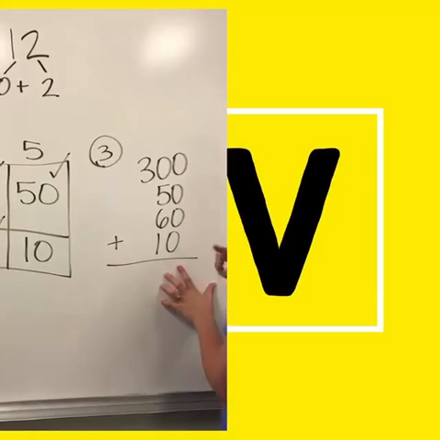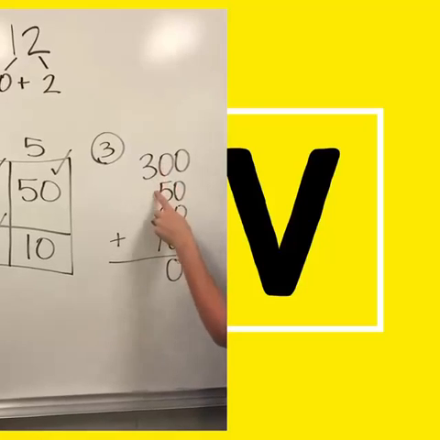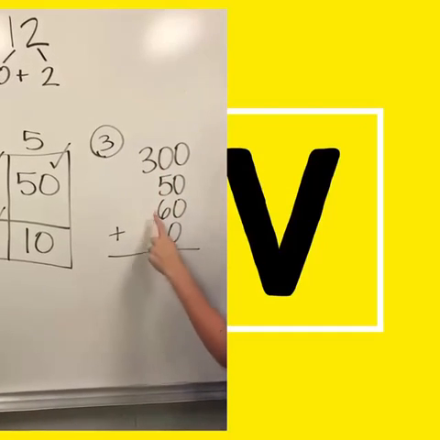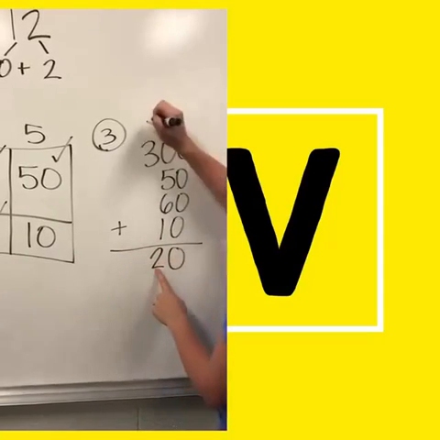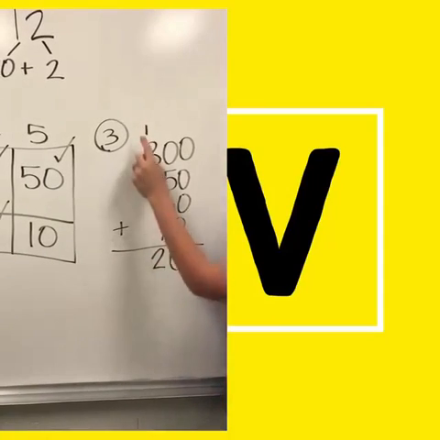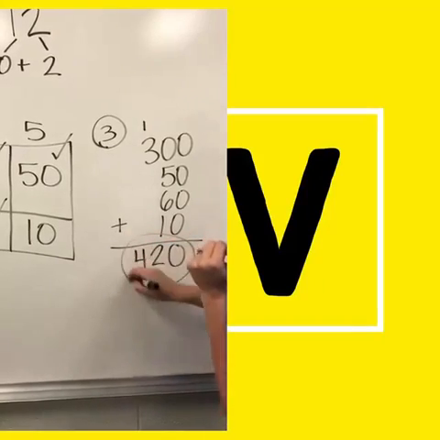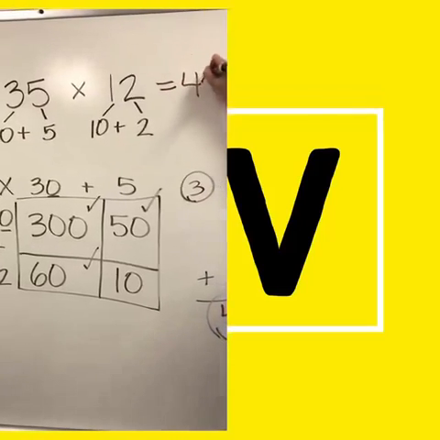0 plus 0 plus 0 plus 0, those are zeros all the way down, so 0. 0 plus 5 is 5. 5 plus 6 is 11. 11 plus 1 more is 12. Bring that 2 and carry that 100. 3 plus 1 is 4, and that is your answer. 35 times 12 equals 420.